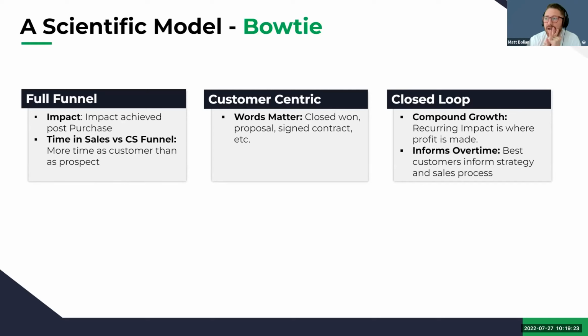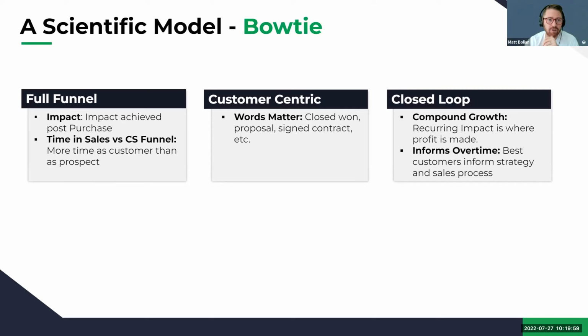We need customer-centric. Words matter. So we have terminology that is very seller-centric. You'll see this in most places. Closed won, proposal sent, signed contract, negotiate, etc. Very seller-centric wordings that, in my opinion, it's time to say goodbye to. And then this full funnel needs to be closed looped. Jonathan, I will expand on the impact and the full funnel. You'll see it visually too.